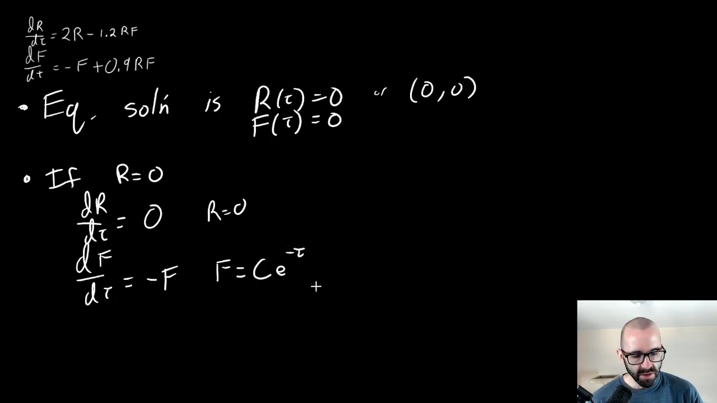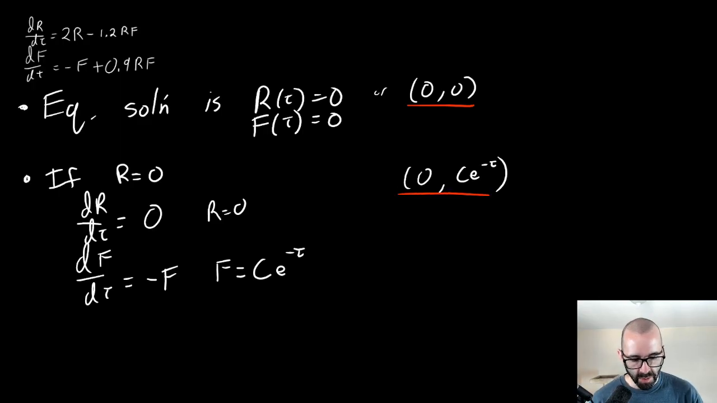So, okay, we have another solution. 0 comma ce to the negative t. And that makes sense, right? If there's no food, the foxes are going to exponentially die off. All right, so we have a couple solutions.